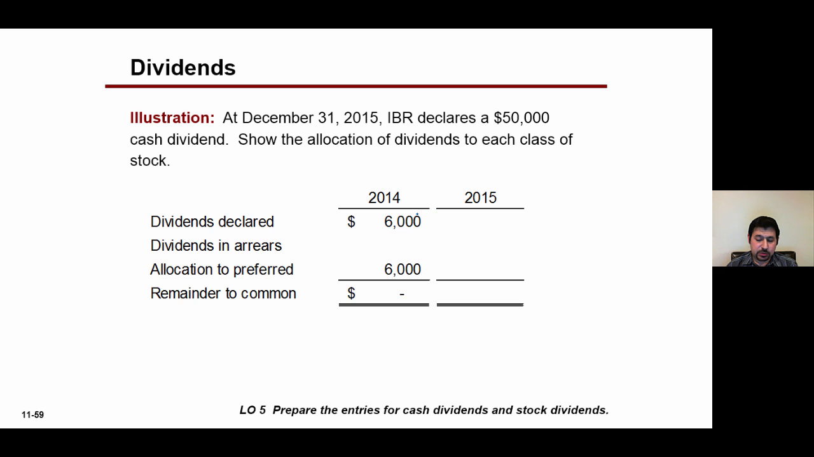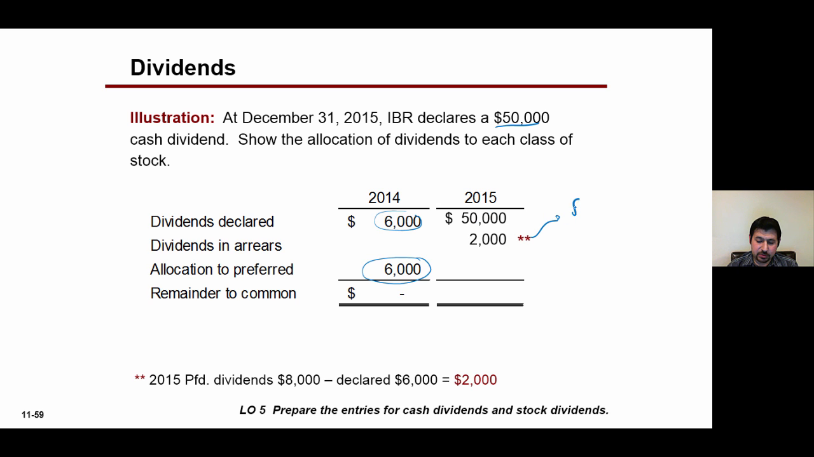For 2014, the dividend that was declared was 60,000. It all went to preferred stockholders. In 2015, the dividends that were declared are 50,000. The dividends in arrears, as you remember, were 2,000. Those are basically the 8,000 from 2014 that they were entitled to in 2014 minus the 6,000 that were actually paid in 2014.